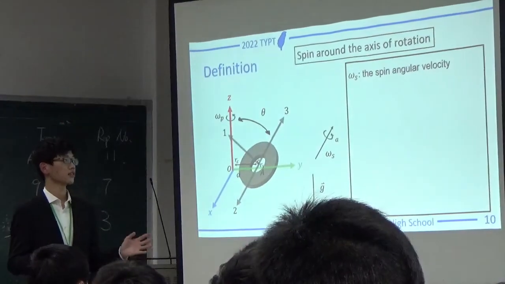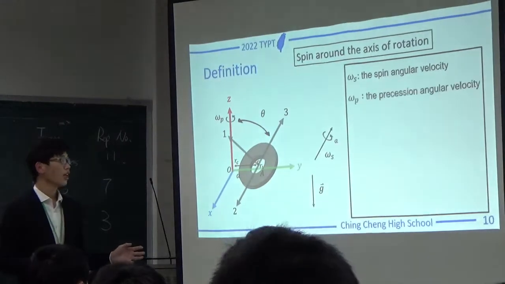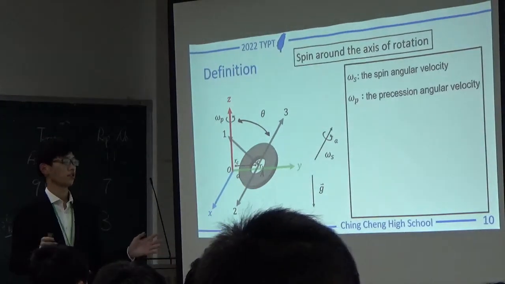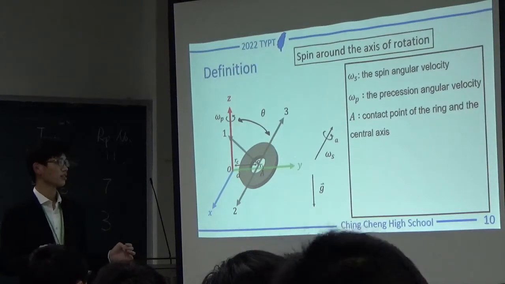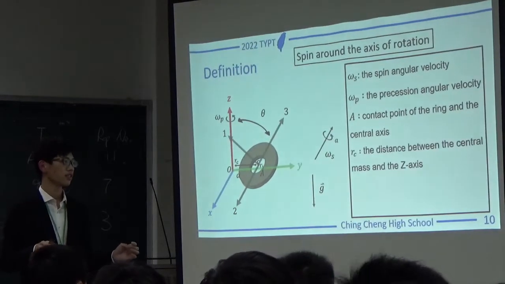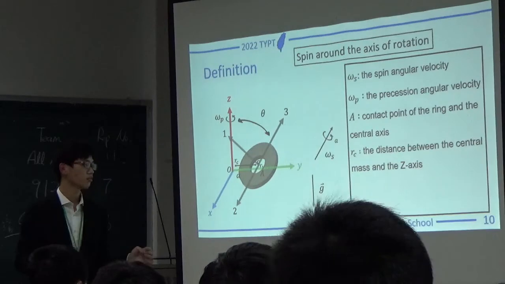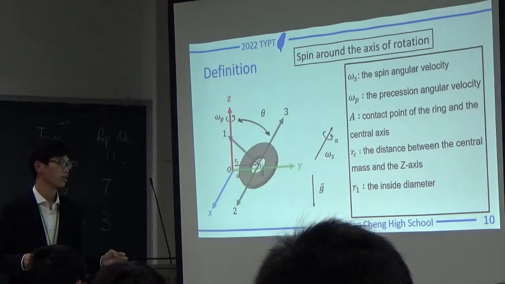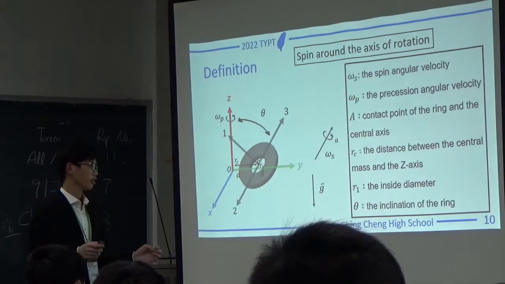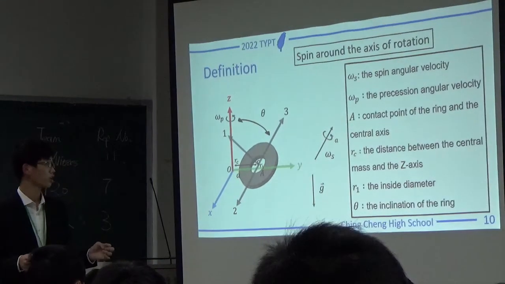Here are some definitions. Omega s is the spinning angular velocity, and omega p is the precession angular velocity. A is the contact point of the ring and the central axis, and RC is the distance between the mass center and the z-axis. Also R1 is the inside diameter, and theta is the inclination of the ring.